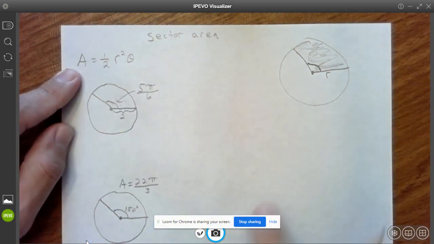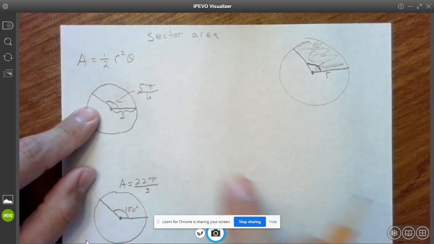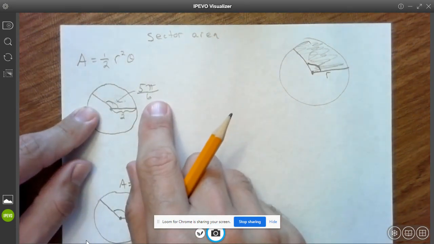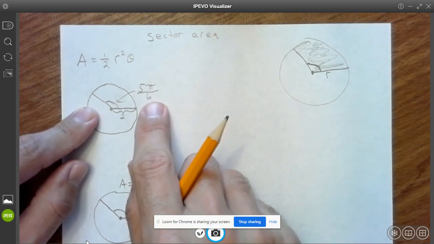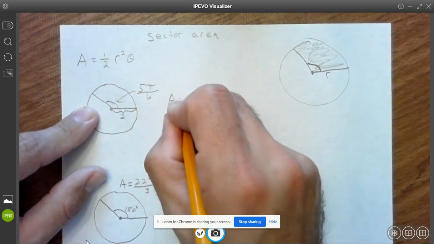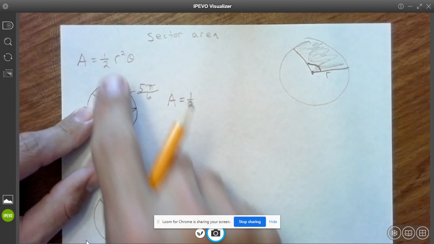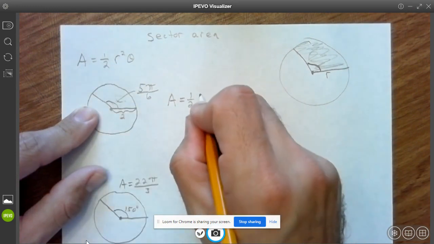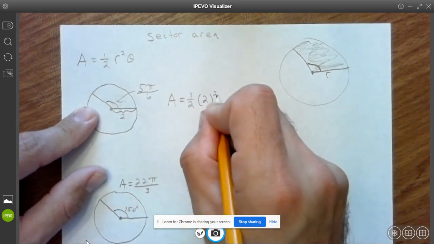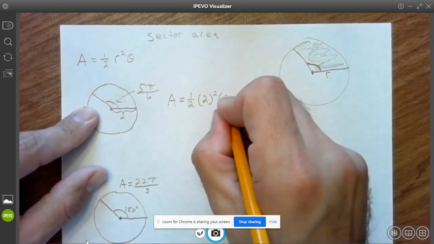So let's find the area of this little sector here. If we know that the central angle is 5 pi over 6 radians, and the radius is 2. So we got area equals 1/2. It's r squared, so that's going to be 2 squared. And then times theta, which is our 5 pi over 6.